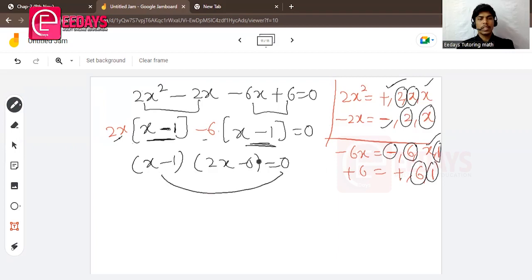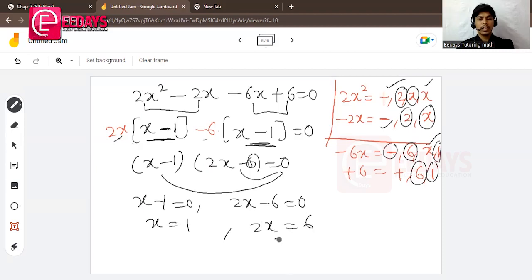Now you should equate x minus 1 is equal to 0 and 2x minus 6 equal to 0. X minus 1 is equal to 0. 2x minus 6 is equal to 0. Transfer 1 to other side, you will get x is equal to 1. Transfer 6 to other side, you will get 2x is equal to 6. Now x is equal to 6 by 2, that is 3. Okay. Now both values, x is equal to 1 and 3. I hope you understand how to find.